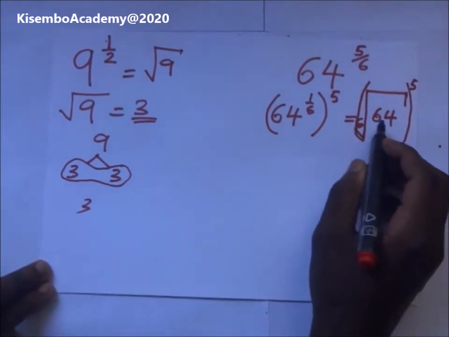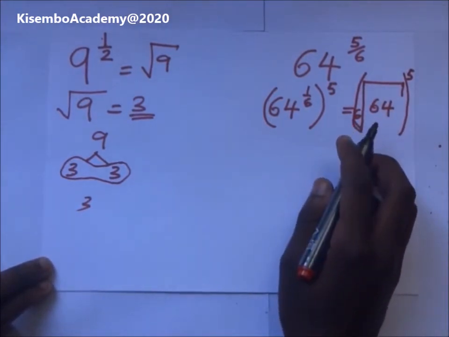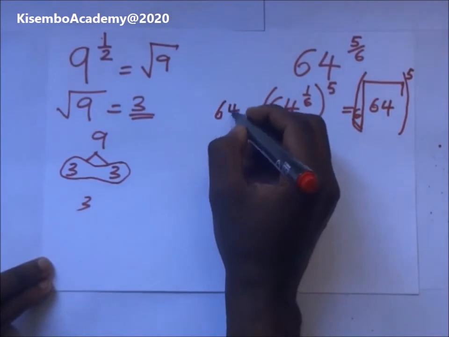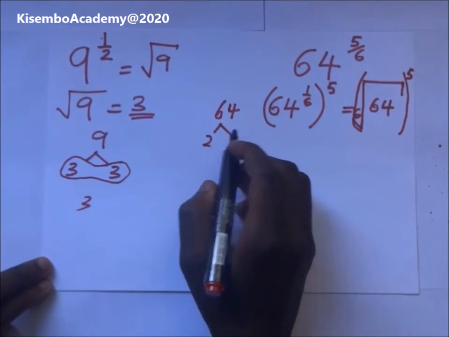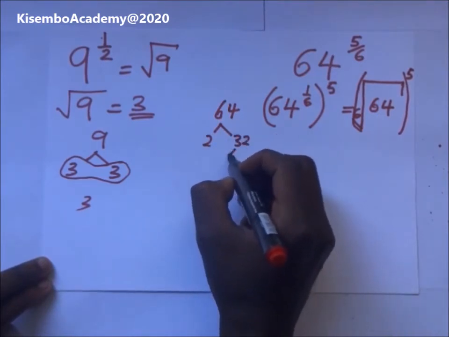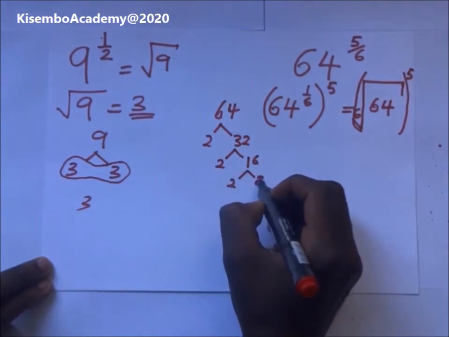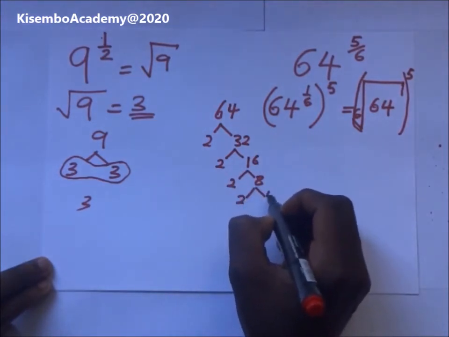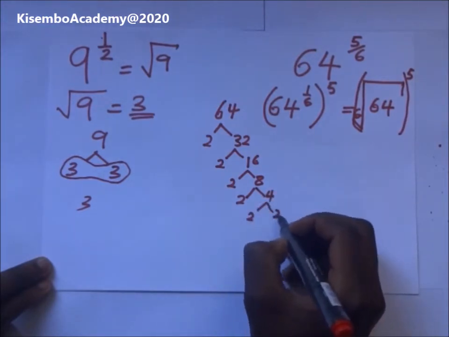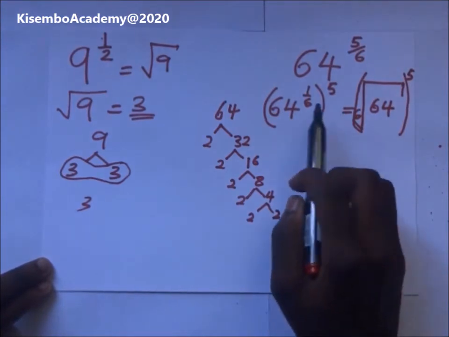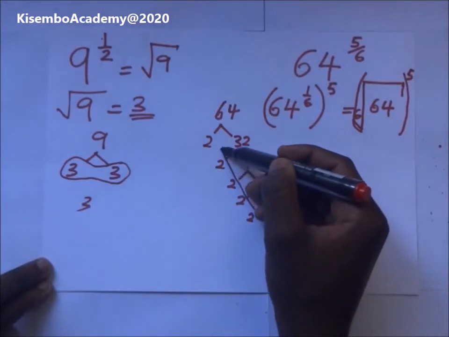So what's the 6th root of 64? Again, you can use your calculator to get it directly, or you factorize it out. Prime factorize. So if you look at 64 divided by 2, we'll get 32. By 2 we shall get 16. By 2 we shall get 8. By 2 we get 4. By 2 we shall get 2. And now, since we are looking for the 6th root, it means we are going to group these factors into groups of 6.